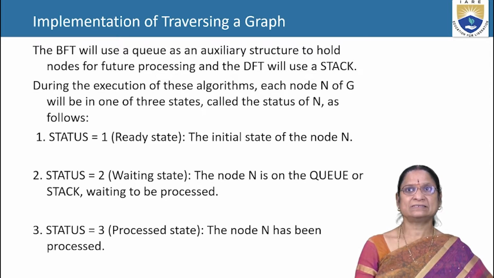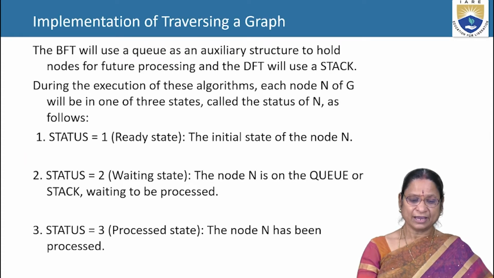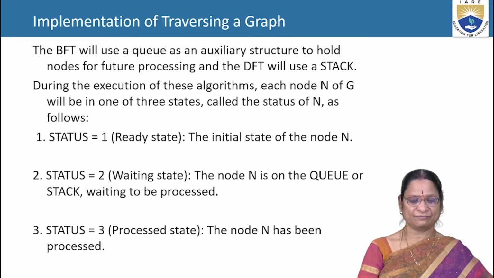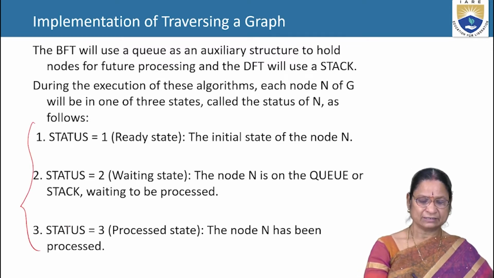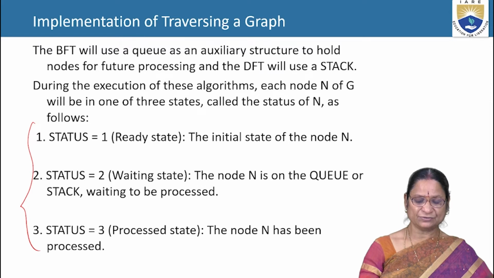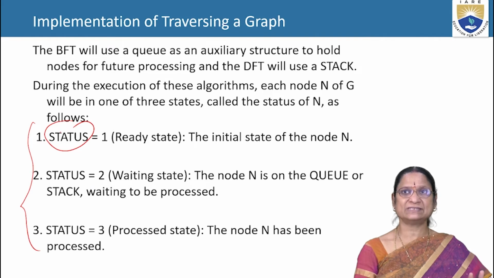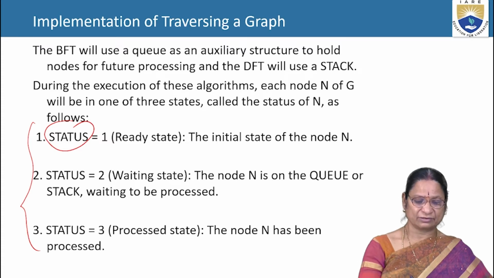So graph traversal can be implemented by using either of these two techniques, breadth first traversal or depth first traversal. For any implementation, that is the implementation of BFT or of DFT, depth first traversal, we will use an additional variable known as status. In both cases, BFT as well as DFT, we will use this additional variable status.